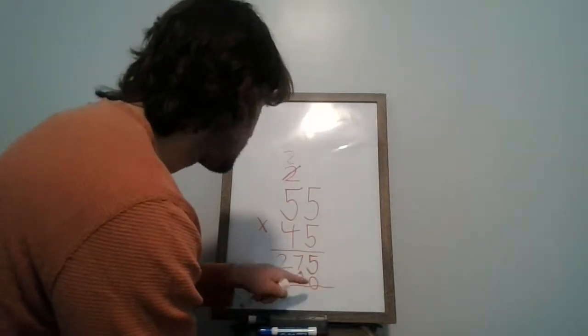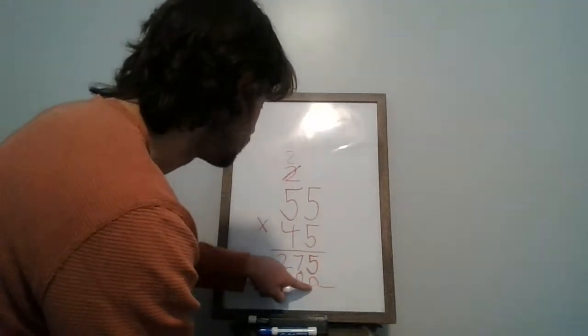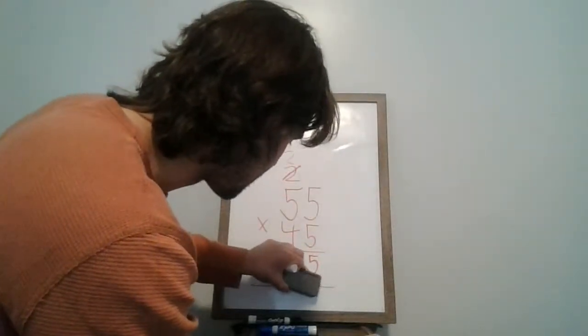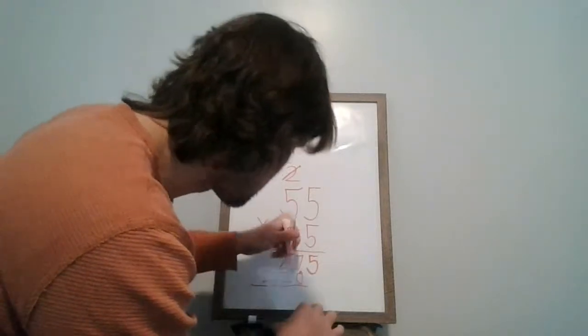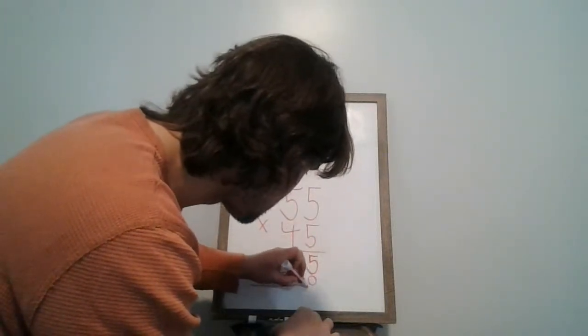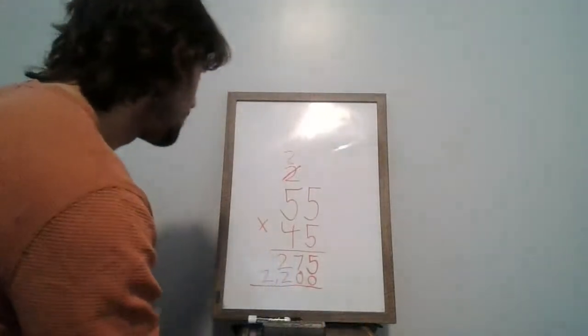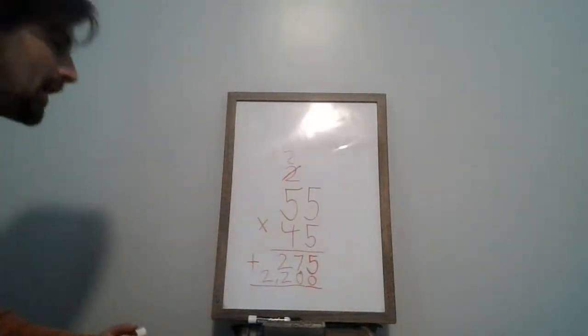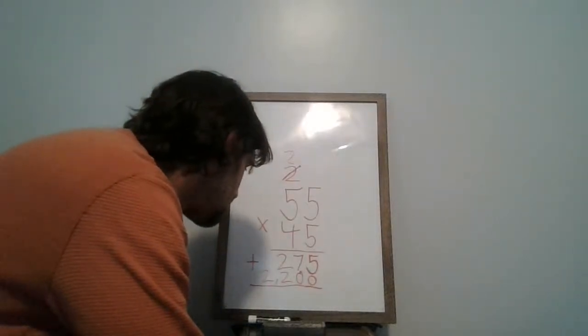So now to get our answer, we have to add, make that a little neater. Hang on, I'm just going to make that a little neater there. So now to find our full answer, we have to add these two numbers. We have to add 275 plus 2,200.